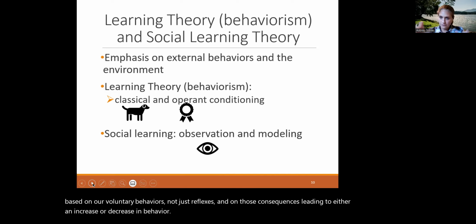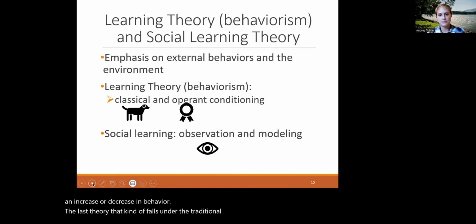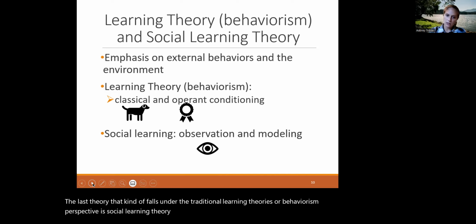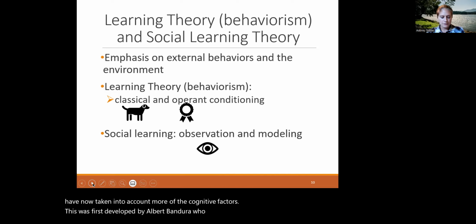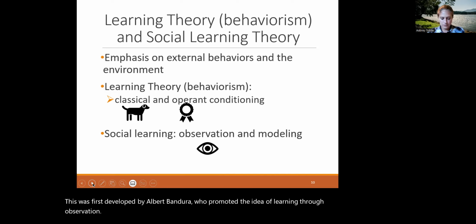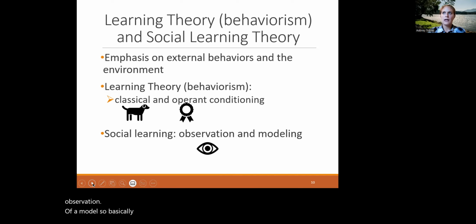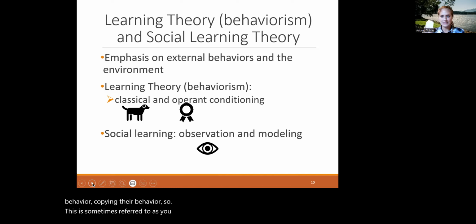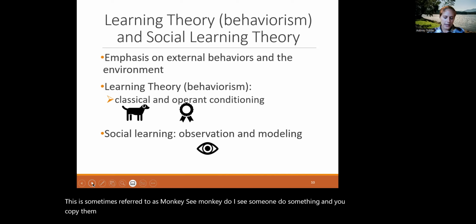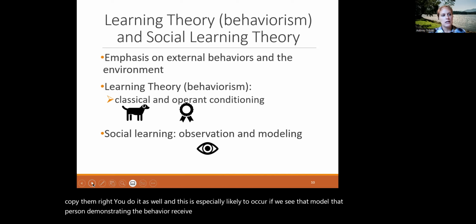The last theory that falls under the traditional learning theories or behaviorism perspective is social learning theory, sometimes called social cognitive theory, because they have now taken into account more of the cognitive factors. This was first developed by Albert Bandura, who promoted the idea of learning through observation of a model. So basically watching someone do something and then later imitating their behavior, copying their behavior. This is sometimes referred to as monkey see, monkey do. You see someone do something and you copy them. And this is especially likely to occur if we see that model, that person demonstrating the behavior, receive a reward, a reinforcer. We're less likely to copy that behavior if we see them receive a punishment.